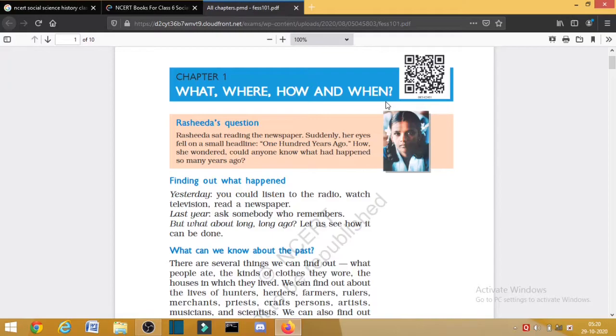We will learn manuscripts, inscriptions. We will learn about all this. So let's start the lesson.